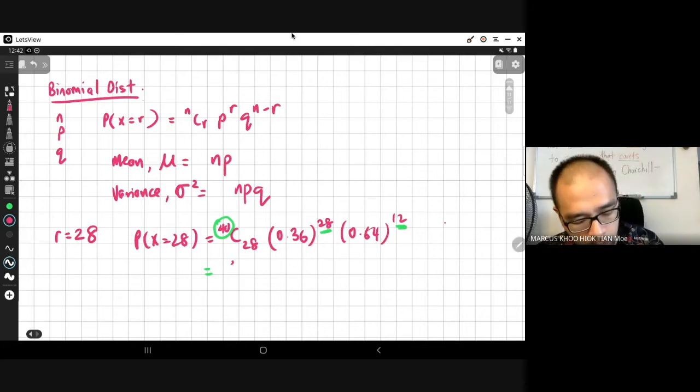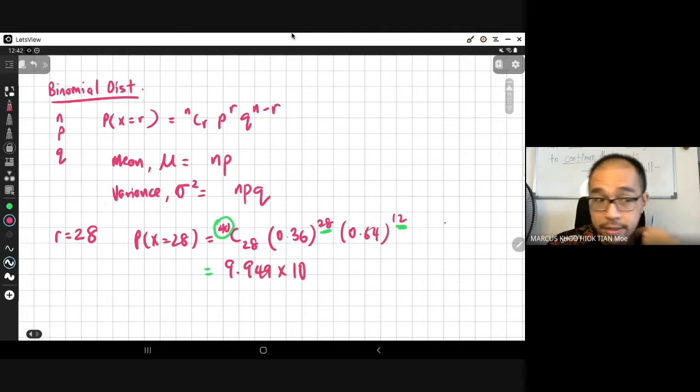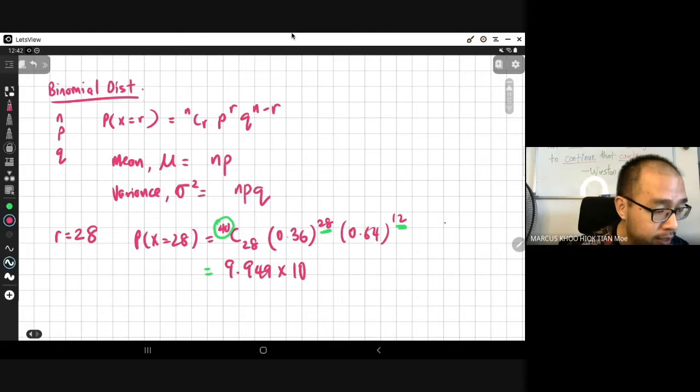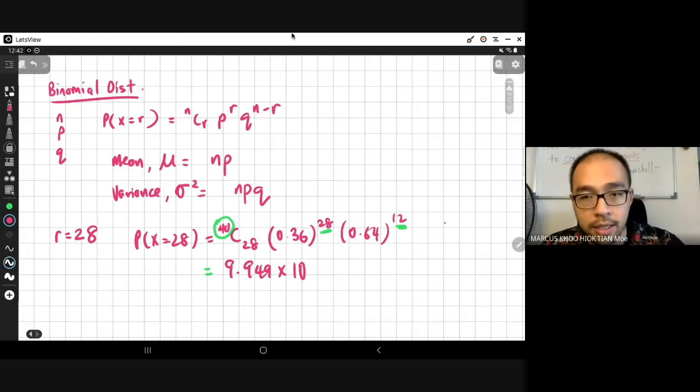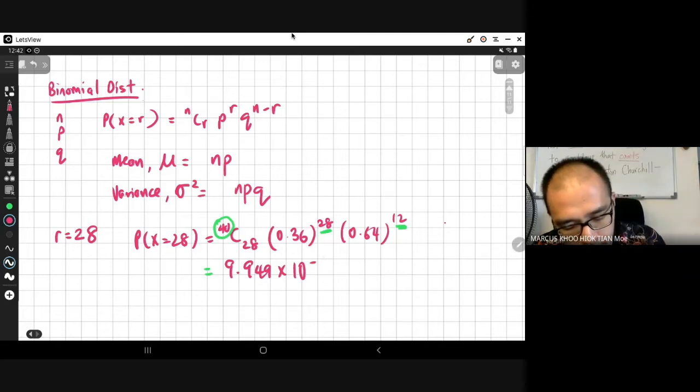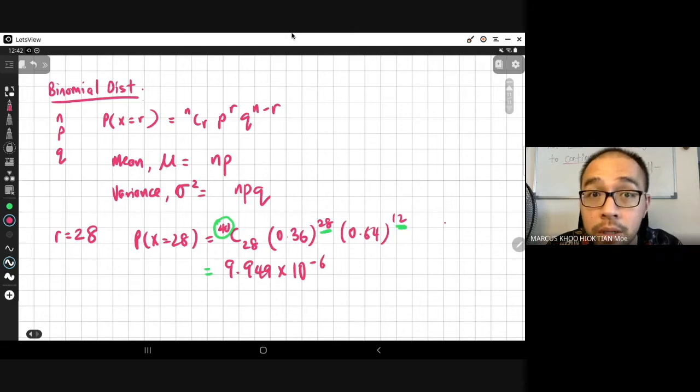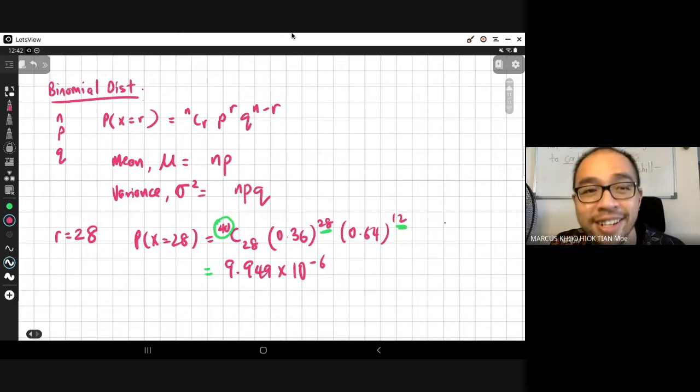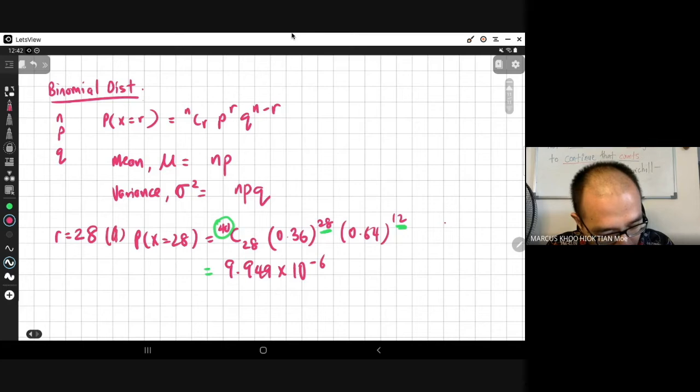Okay, 9.949 times 10 to the power of, how many zeros there are? Okay, times 10 to the power of -6. It is still not 0. Okay, don't worry. It is still bigger than 0. 0.000000949 is still bigger than 0. Okay, so don't worry about it. All right, that's question A1.